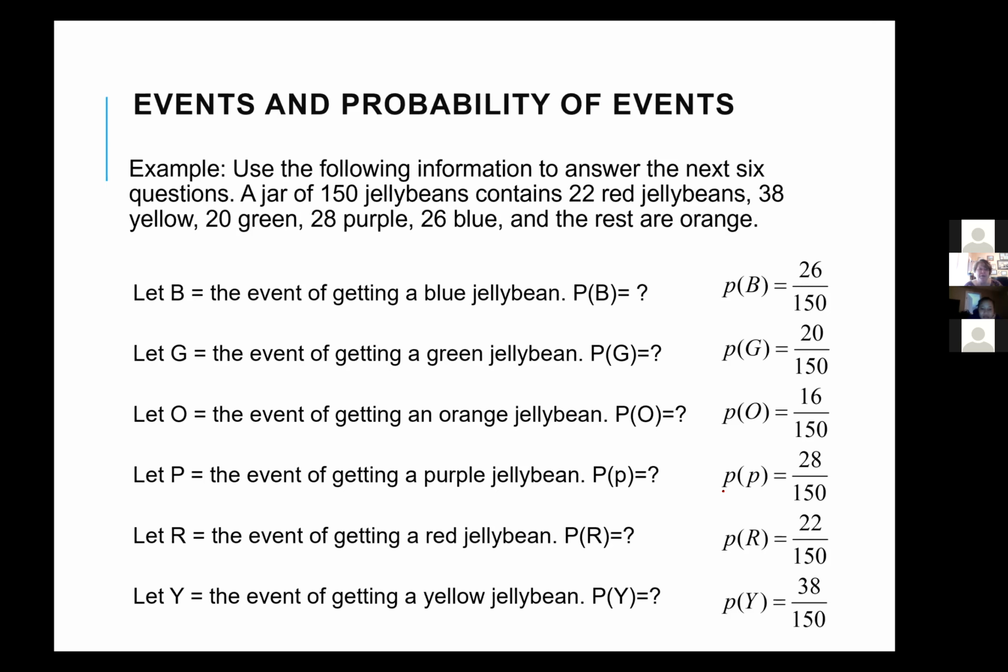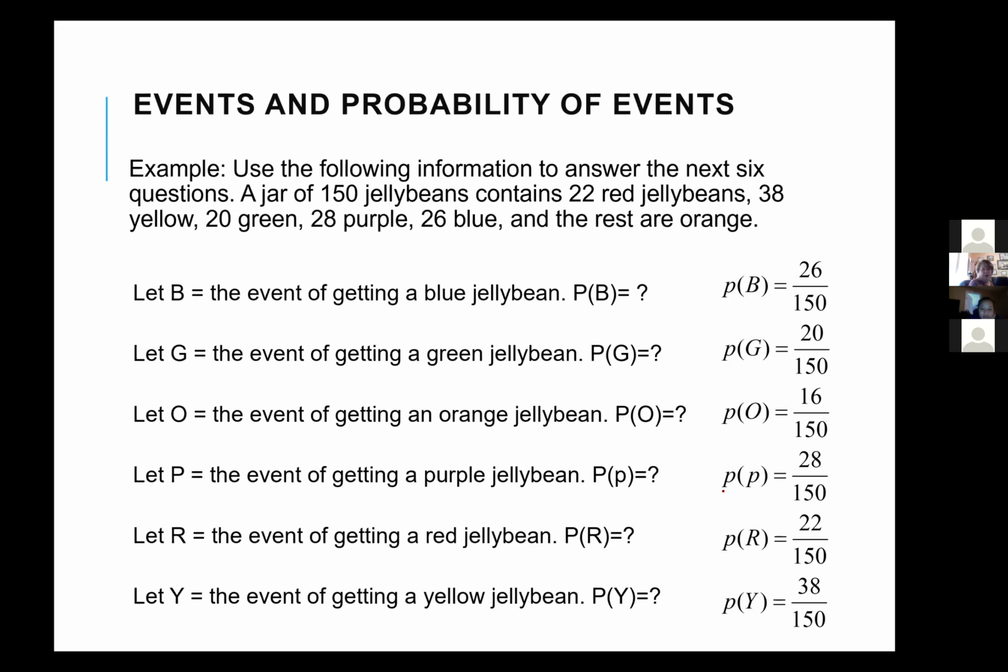All right, so you have 150 jelly beans. 22 of those jelly beans in that jar are red. 38 are yellow. 20 are green, 28 are purple, 26 are blue, and the rest are orange. So how many orange do I have? Well, you'd have to add the 22, the 38, the 20, the 28, and the 26, and subtract that from 150, and that would tell you how many of your jelly beans are orange.